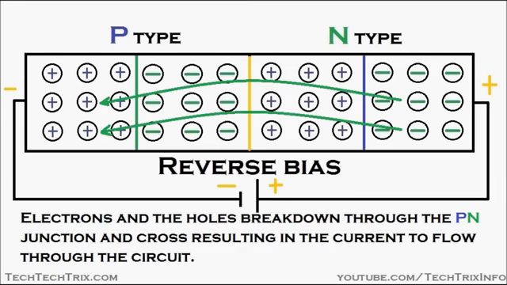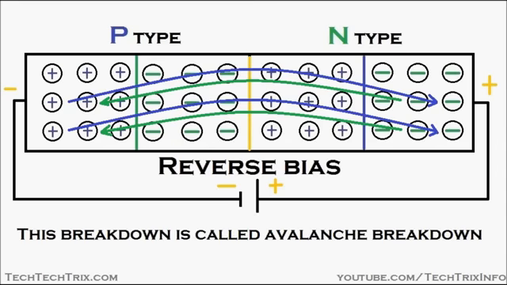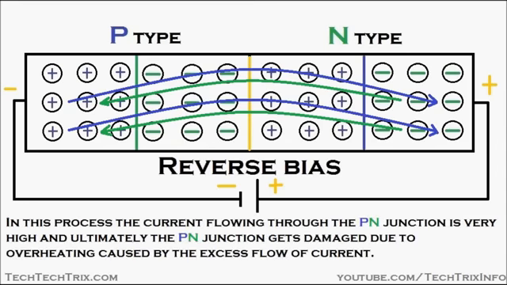You can see the electrons, which are negatively charged, break through this junction and move towards the P region, and the holes, which are positively charged, break through this junction and move towards the N region, resulting in the flow of a current. This breakdown is called avalanche breakdown.